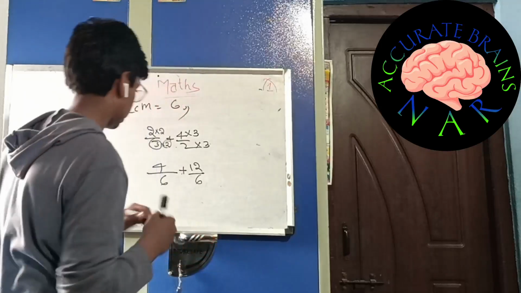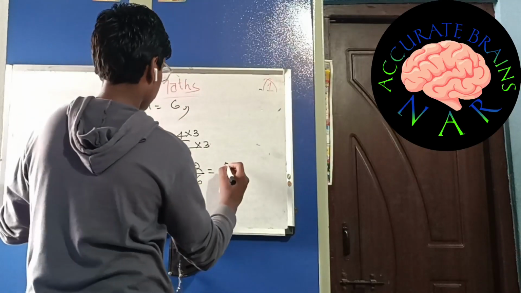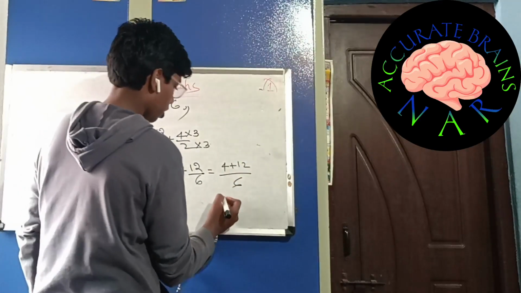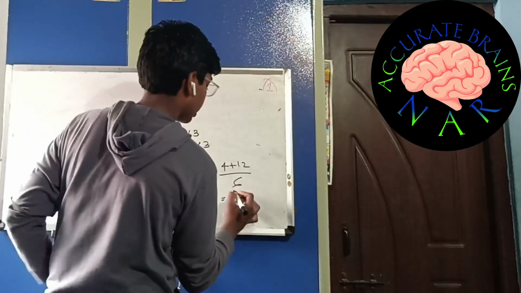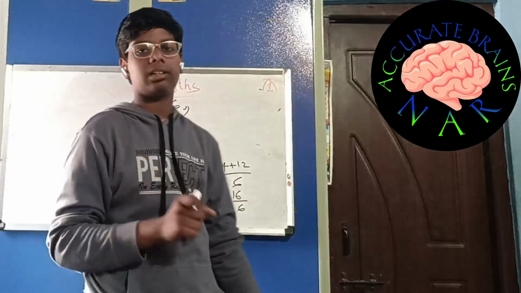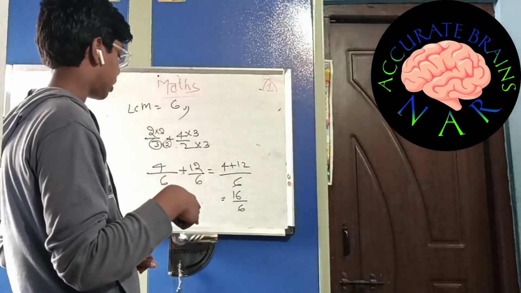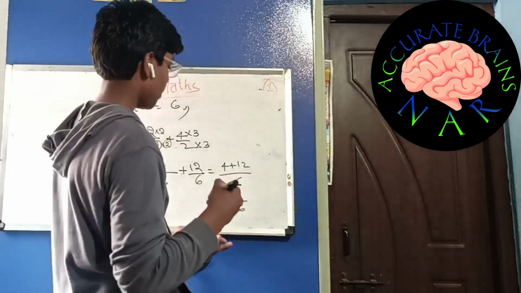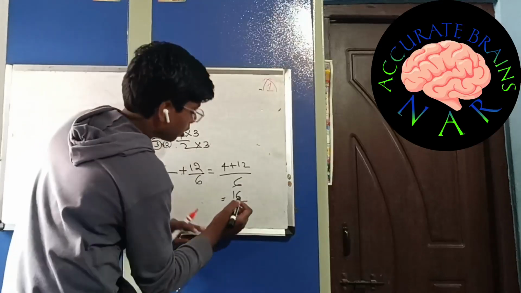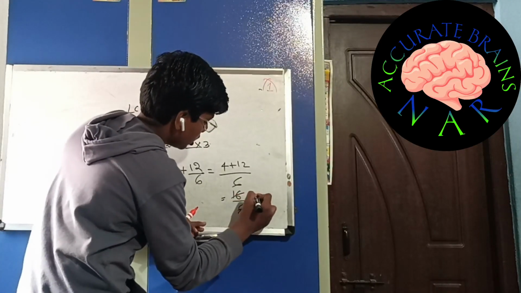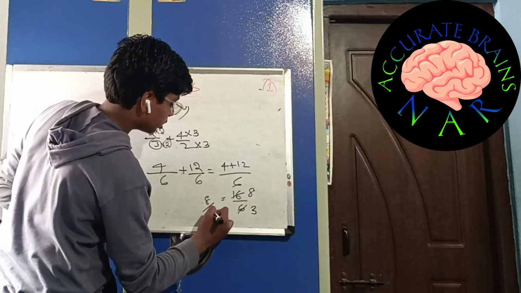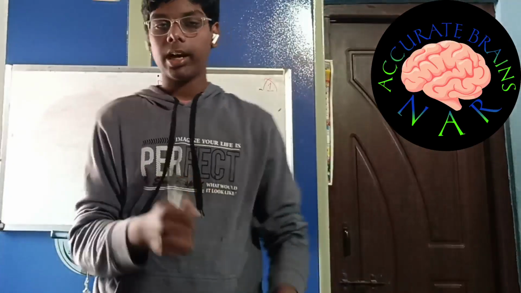So here we got 4 plus 12 by 6, right? So if we add 4 and 12 we get 16, right? 16 by 6. Here we got a rational number, but we can cancel it if you observe carefully. Both numbers are divisible by 2. So 2 3s are 6 and 2 8s are 16, right? Which is equal to 8 by 3. It's a rational number, right?